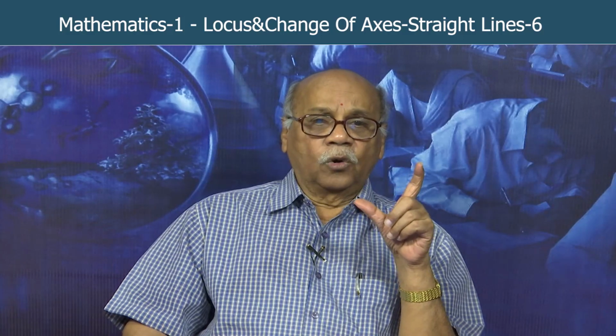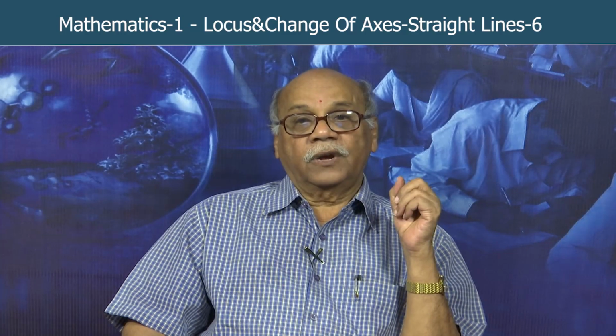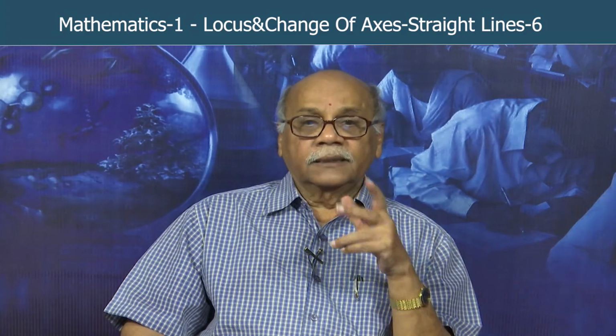So, we get the combined equation of the lines OA and OB, and one more fact we observed is that OA and OB are at right angles if and only if the coefficient of x² plus the coefficient of y² equals 0 in the transformed equation. By using that, we did some problems. Those are the aspects with regard to the change of axis.